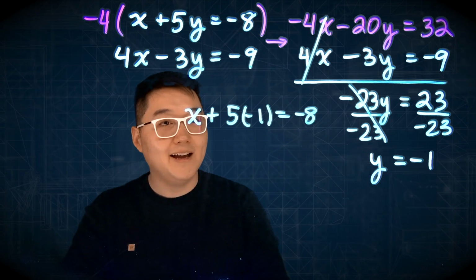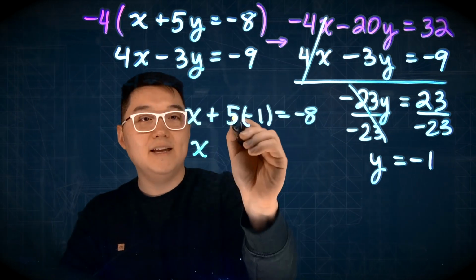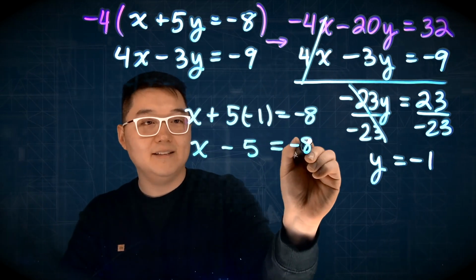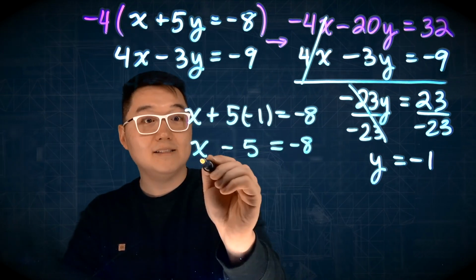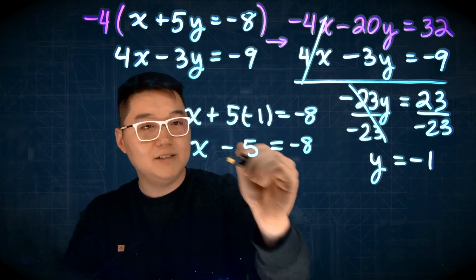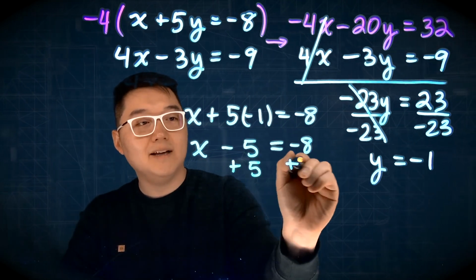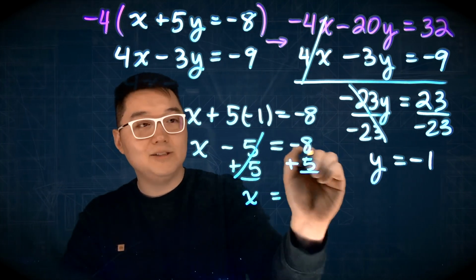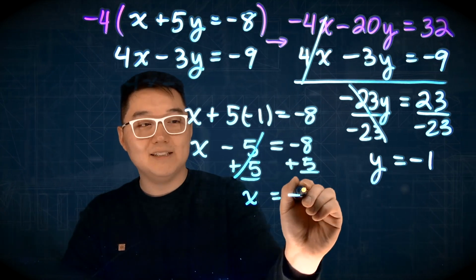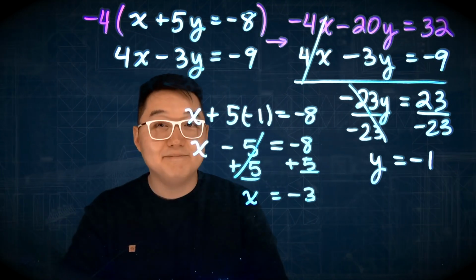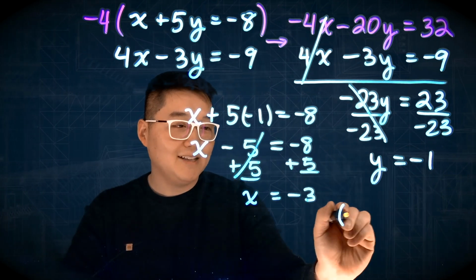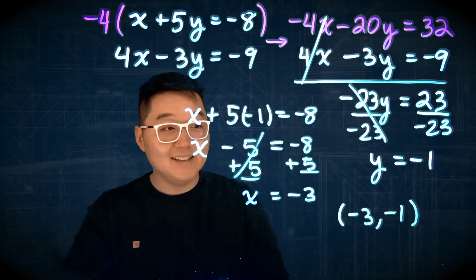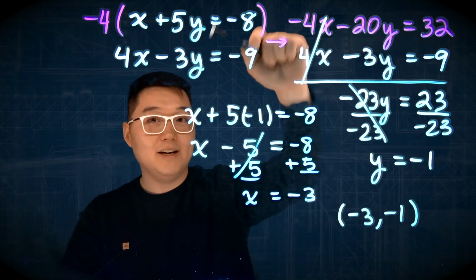And let's go ahead and solve for x. So x and then 5 times negative 1 is negative 5, so minus 5 equals negative 8. So now to isolate x, I'm just going to get rid of the negative 5. The opposite of minus 5 is to add 5 to both sides. So then we have x is equal to negative 8 plus 5, which is negative 3. And there you go. So now we have a solution: x equals negative 3, and y is equal to negative 1. And that is a solution to both of these linear equations.